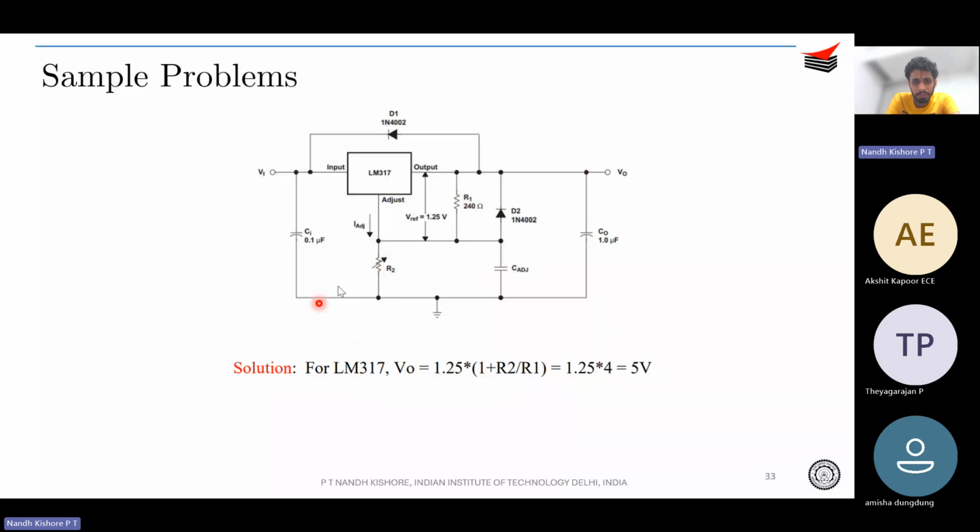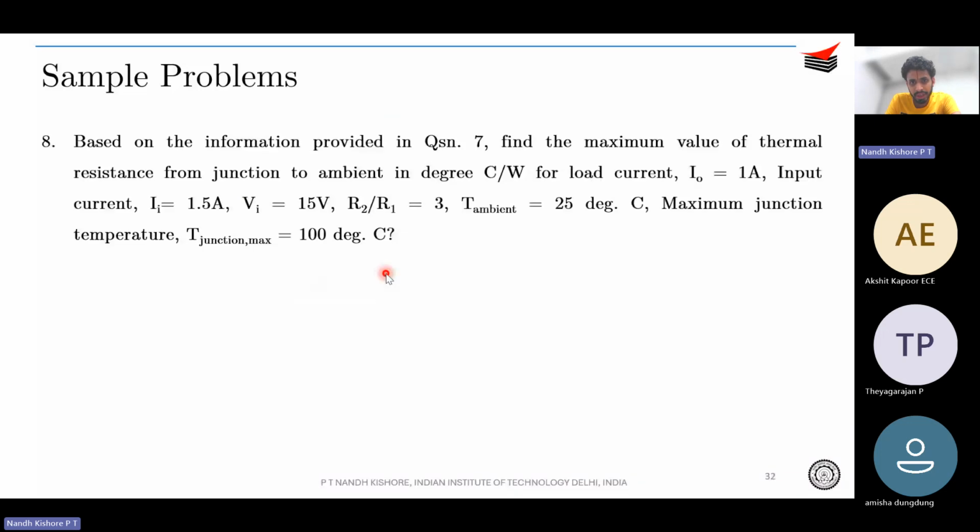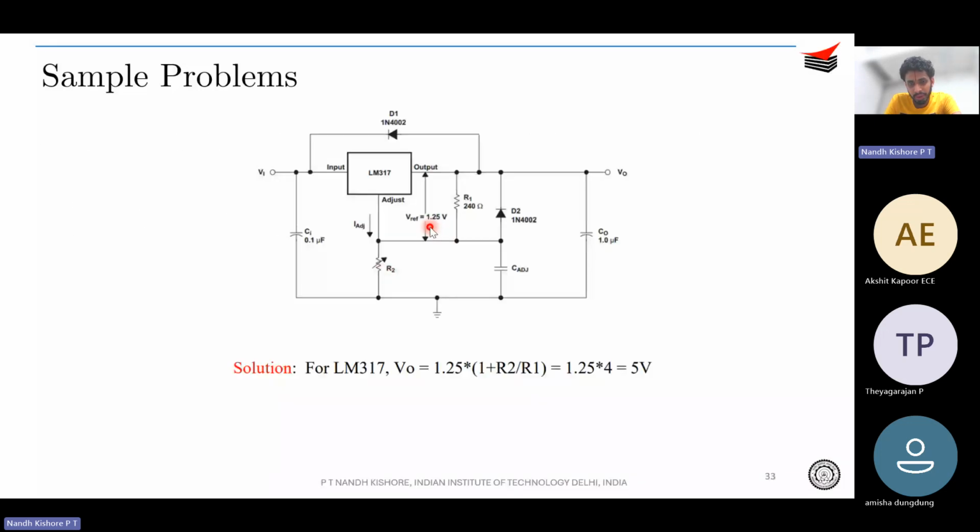Just apply KVL. Your VR1 is given, 1.25, and R2 by R1 is also given, that is 3. Therefore, since VREF is 1.25, VR2 will be 3 times this, that is 3 into 1.25. Therefore, the total summation will be 1.25 plus 3 into 1.25, that is 1.25 into 4, that is 5 volt. Okay, simple, right? It's just KVL. So this is V naught.